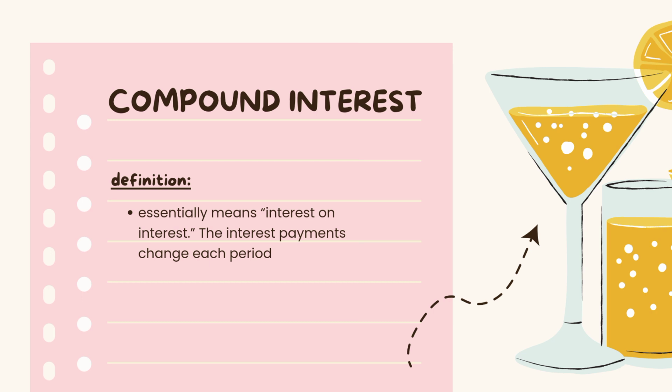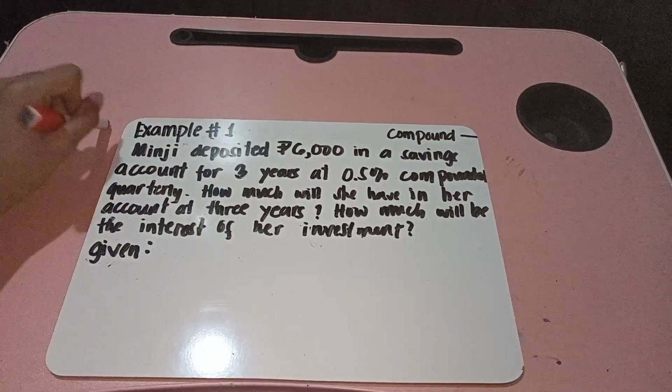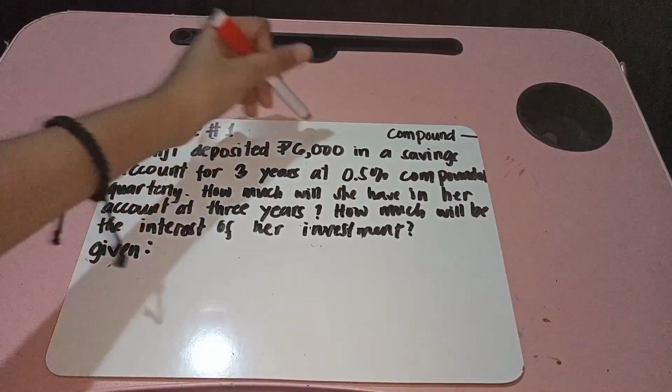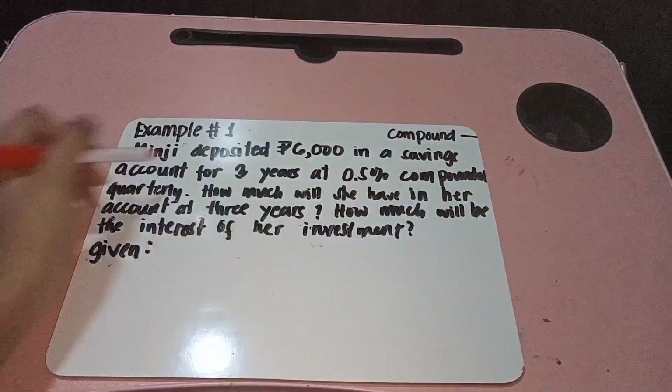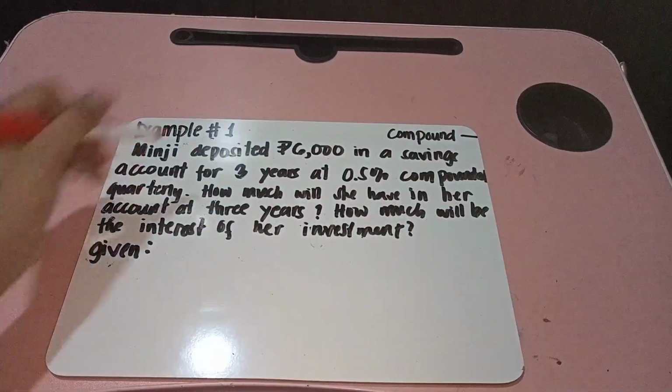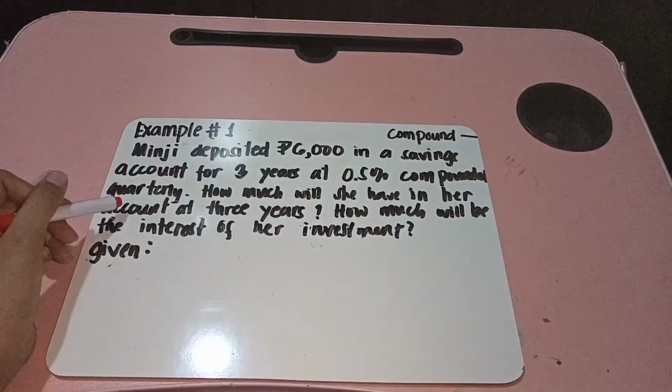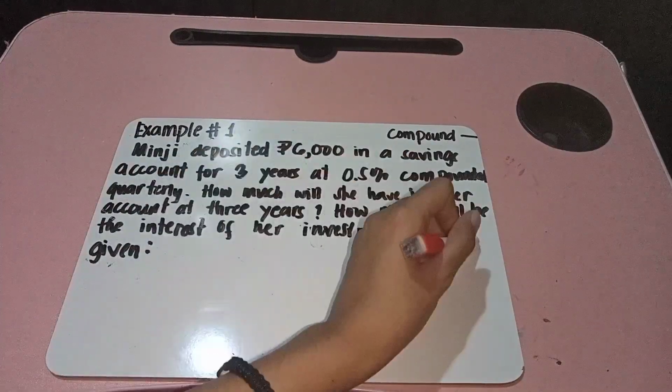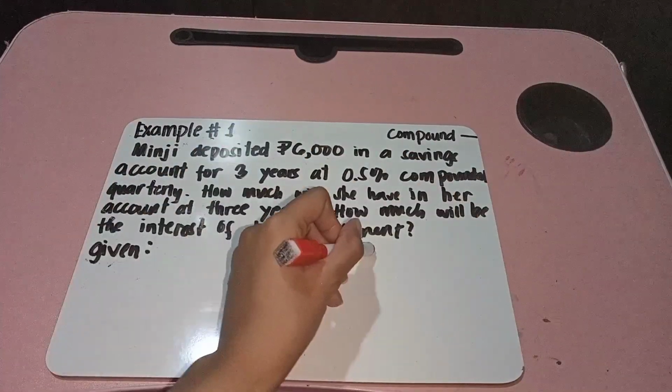Here I have some examples on how to compute compound interest. Example number 1. Minji deposited 6,000 pesos in a savings account for 3 years at 0.5% compounded quarterly. How much will she have in her account at 3 years? How much will be the interest of her investment?